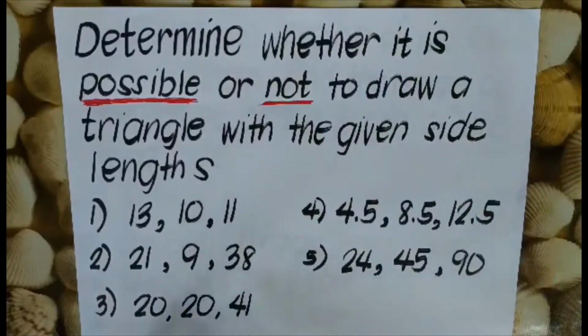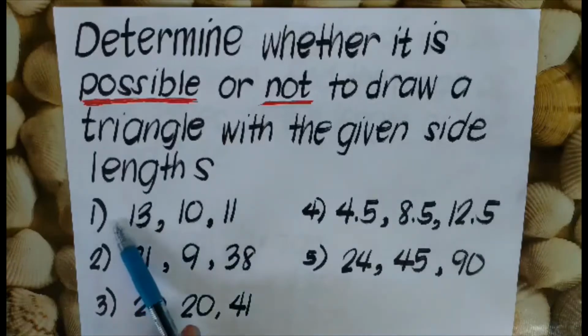Let's have this example. We are going to determine whether it is possible or not to draw a triangle with the given side lengths. Now, if you notice, there were 3 conditions I gave a while ago. We can simplify the 3 conditions. You just add the 2 smaller lengths and then compare it to the remaining length. If it is greater than, then it is possible to draw a triangle.